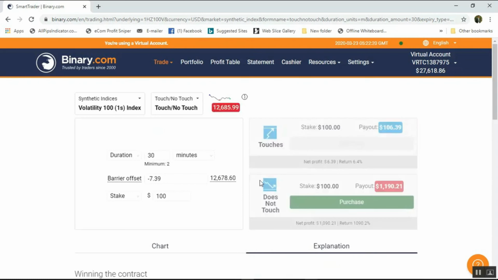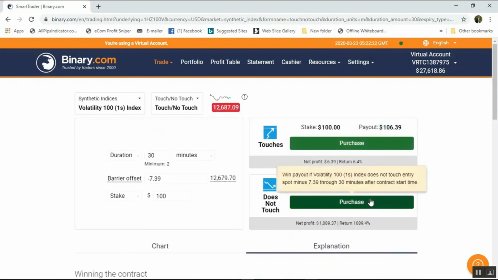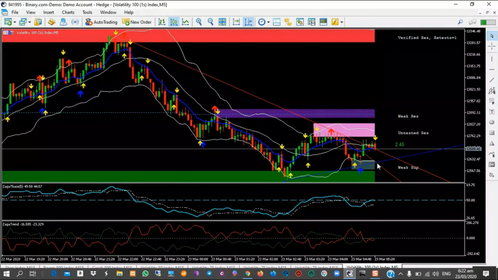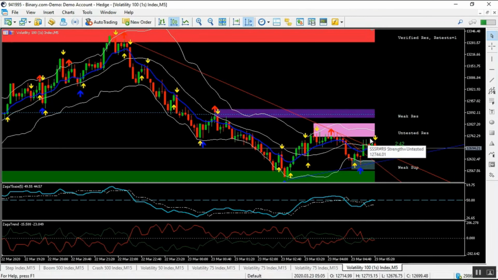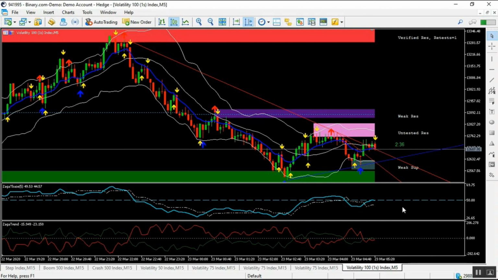Now, if you add minus and click no touch option, it means the market will not cross above this area. It will keep selling, and keep selling. That's what we call no touch option. Now, as you can see on my screen, this is how the signal comes. When this candle closes, that's when you get the alert.